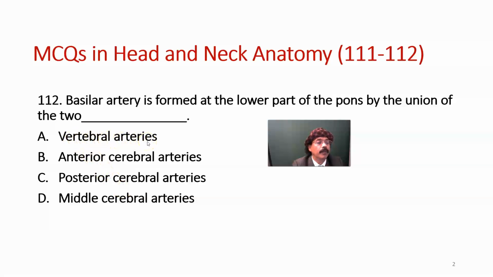They enter the foramen magnum from the transverse foramen of cervical vertebrae 6, 5, 4, 3, 2, 1. Then once in the cranial cavity at the lower part of the pons, the two vertebral arteries unite to form the basilar artery. Answer should be the vertebral arteries. Two vertebral arteries will unite to form one basilar artery that passes over the basilar sulcus of the pons.